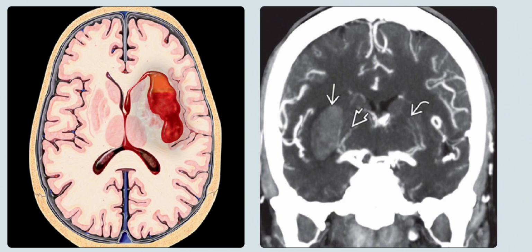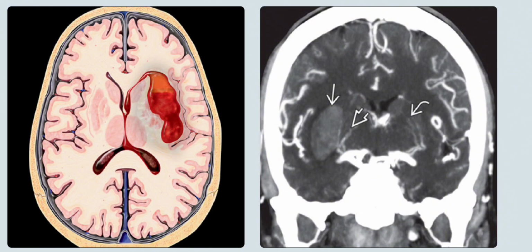Left image is the axial graphic, and it shows a classic acute hypertensive basal ganglia slash external capsule hemorrhage with dissection into the lateral ventricle. Hemorrhage extends through the foramen of Monro to the third ventricle.